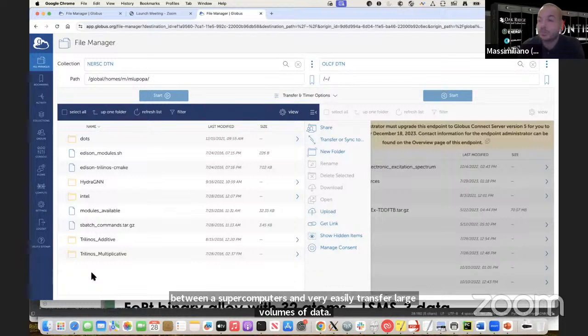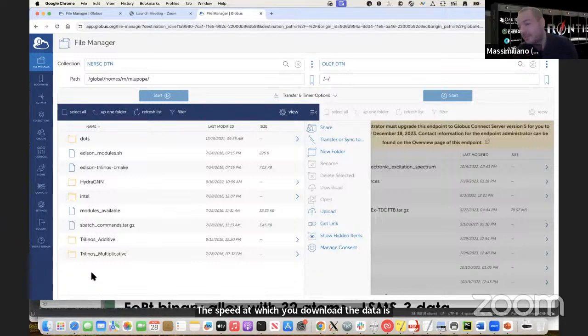The speed at which you download the data is affected by the speed of your network. But the nice property about Globus is that if for some reason the data transfer is not completed in one shot, maybe because you lose connection, when the data transfer restarts, Globus remembers where the data transfer had stopped before and it restarts from an intermediate stage.